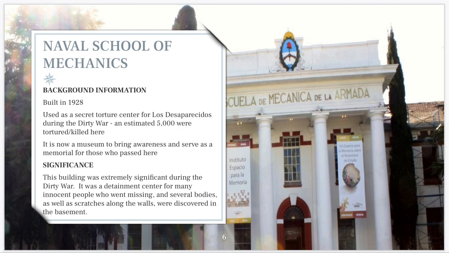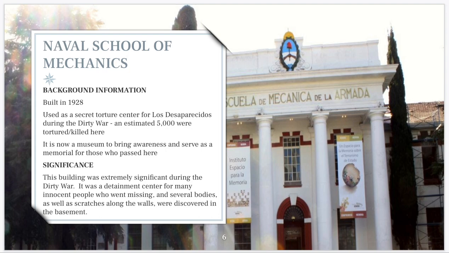The next stop is the Naval School of Mechanics. This building was built in 1928. The main background information about this place is that it was used as a secret torture center for the disappeared people during the Dirty War. An estimated 5,000 people were tortured and killed here.